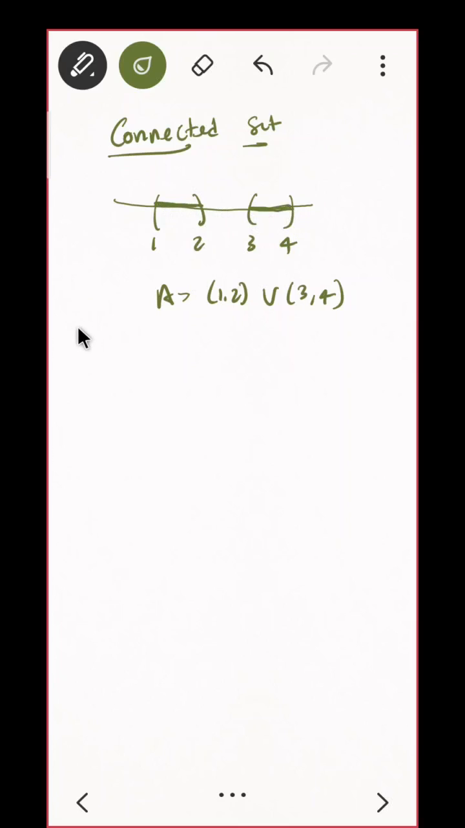In real line, you just remember intervals are connected. Intervals are connected, path connected, जो भी बोलो. So अगर interval है तो connected है. So this is not an interval. This is union of two intervals. Union is connected if their intersection is non-empty.